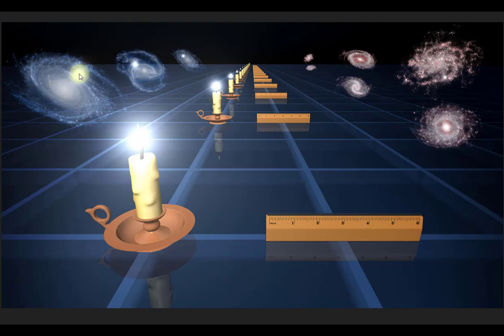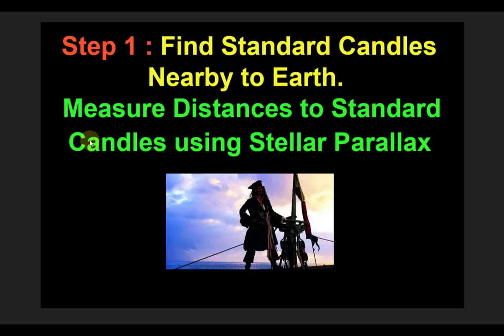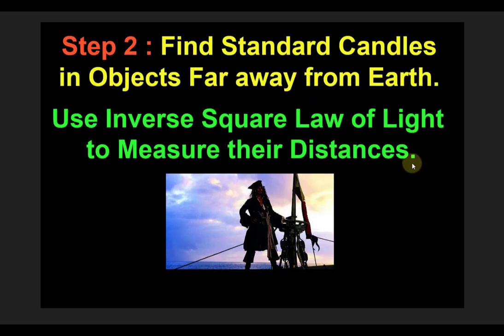But before we can use the inverse square law of light, we need to measure distances to these standard candles closer to home in the Milky Way galaxy. So step one is to find standard candles nearby to Earth, measure distances to these standard candles using stellar parallax. Step 2, we find the standard candles in objects far away from Earth, and then we use the inverse square law of light to measure distances to these objects.